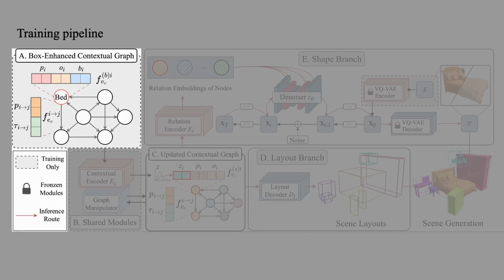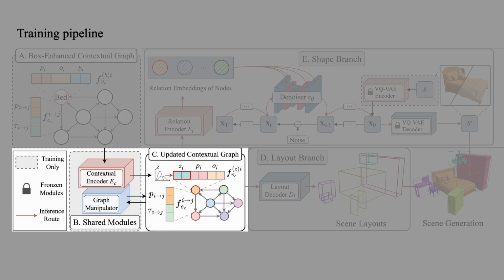So, the training phase starts from a box-enhanced contextual graph. We put the graph into the contextual encoder, based on GCNs, to model the layout shape distribution Z, and we randomly sample a latent vector for each node and concatenate it with its textual feature and class embedding. The edge features remain the same as the ones in the input. We call the graph containing layout shape vectors the updated contextual graph. A subsequent graph manipulator is utilized to optionally manipulate nodes and edges to perform data augmentation.